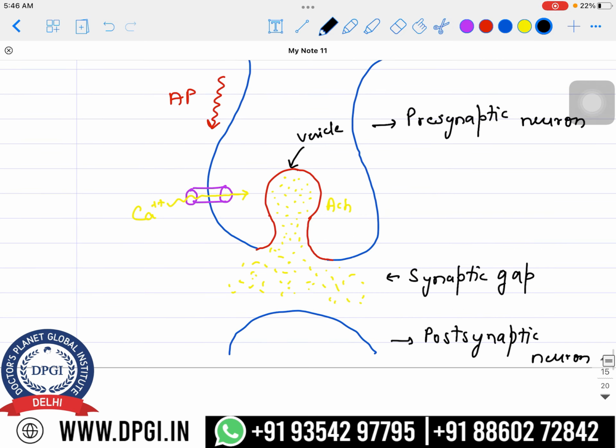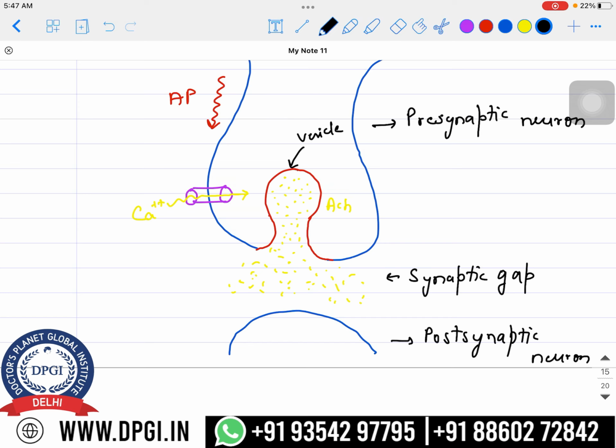I'm just repeating. Action potential arrives at this particular neuron. Due to that, it will stimulate the voltage-gated calcium channel. They will open up. As a result, calcium ion influx will happen. As a result, what will happen? Fusion of the vesicle with the presynaptic neuron will happen, and as a result exocytosis of acetylcholine will happen.